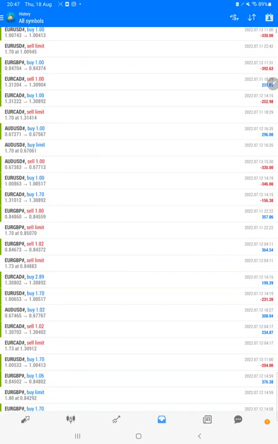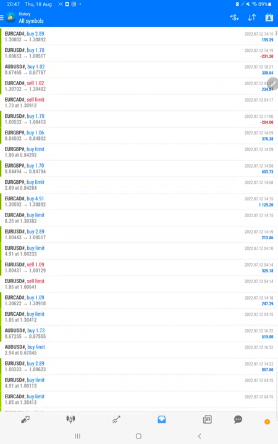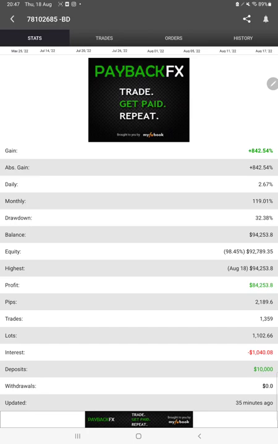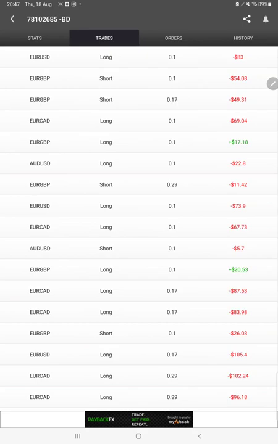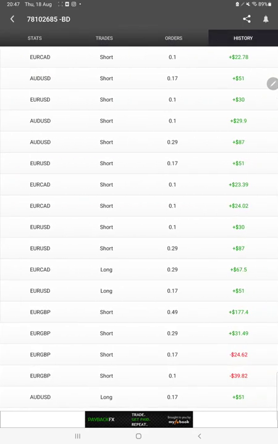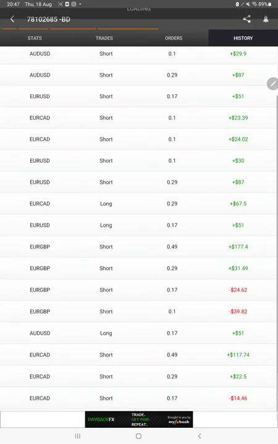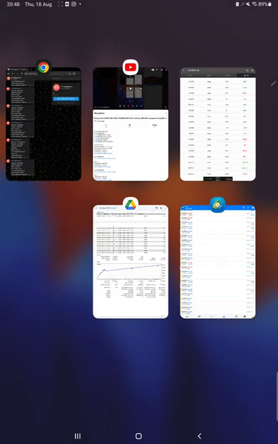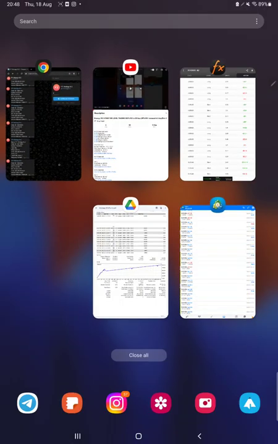And in history you can see each trade, how much profit and loss we have made, whatever the lot size we have taken. Also the same strategy is available on my FXBook. So the complete statistics we can verify from here, like total percentage of gain, absolute gain, daily return, monthly return, drawdown, current balance, equity, profit pips that we have achieved, and it was updated 35 minutes ago. We can also see the open trades here, verify the pending orders, and in history we can see what currency pair we have traded, how much profit and loss we have made, and how much lot size we have used. So complete details with FXBook are also available.